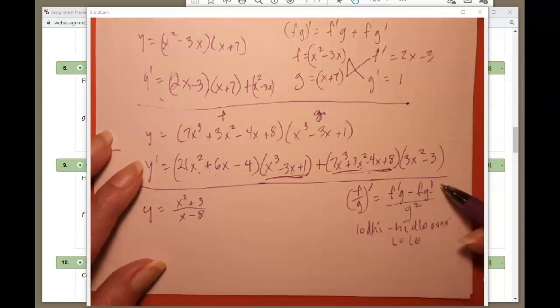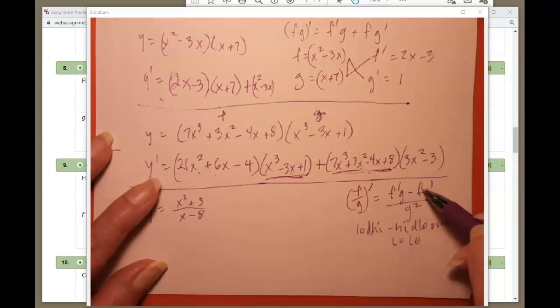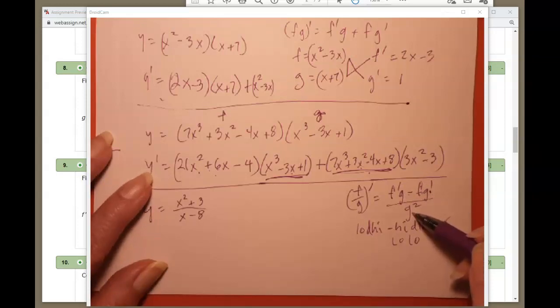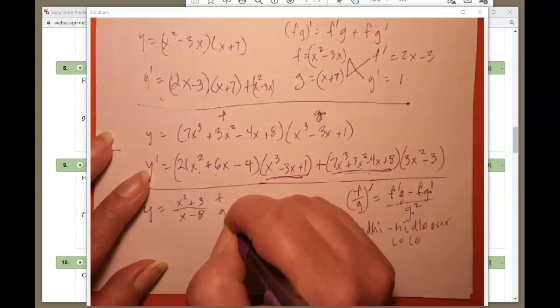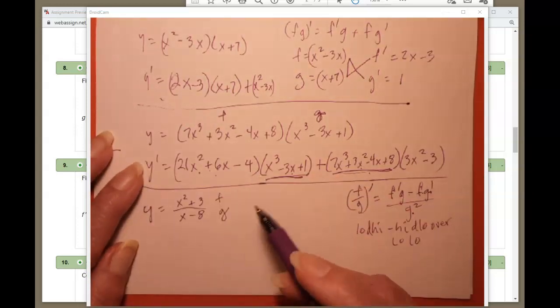And I just remember the formula. It's the derivative of the top times the bottom, minus the top times the derivative of the bottom, over the bottom squared. Or denominator prime numerator minus numerator denominator prime over denominator squared. So this is my f over g. You're going to recognize it if you'll actually put it in there.